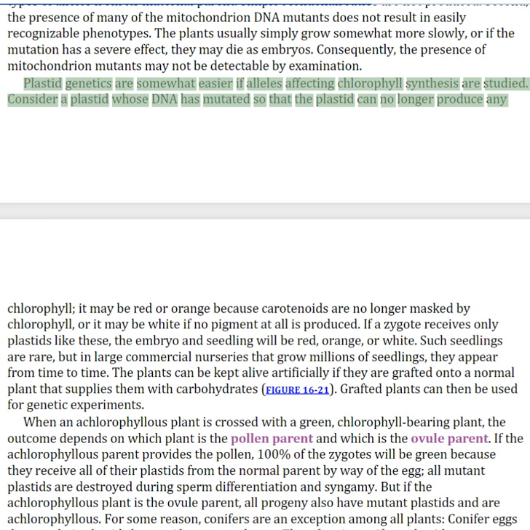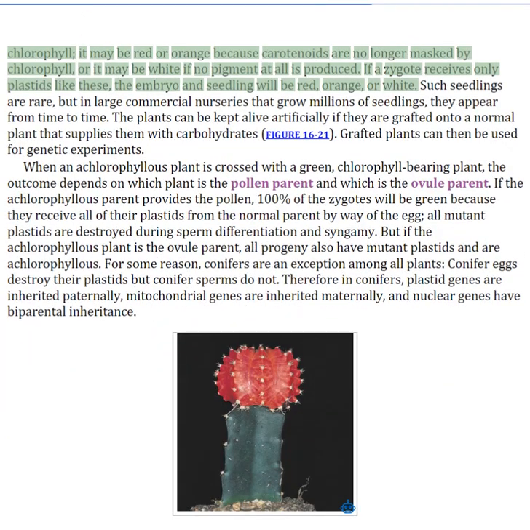Consider a plastid whose DNA has mutated so that the plastid can no longer produce any chlorophyll. It may be red or orange because carotenoids are no longer masked by chlorophyll, or it may be white if no pigment at all is produced. If a zygote receives only plastids like these, the embryo and seedling will be red, orange, or white.